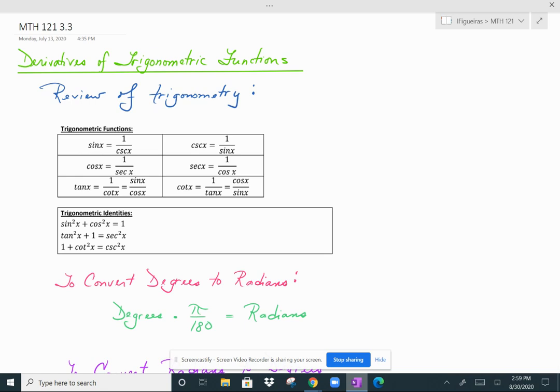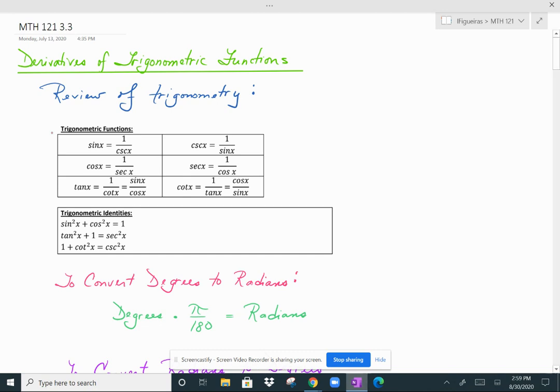Hi, this lesson is about derivatives of trigonometric functions. And we'll also do a little bit of work on limits later in the lesson. So before we talk about derivatives, let's just review some basic concepts you should know about trigonometry.